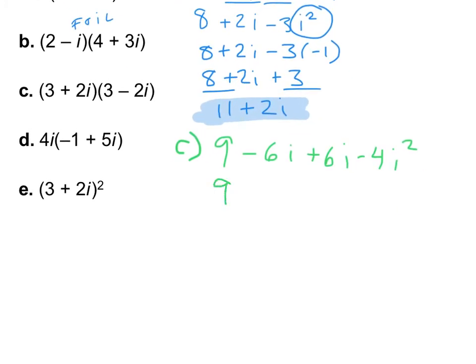We have 9. What happens to our 6i's? Negative 6i plus 6i. They cancel out. And then we have minus 4. What happens to our i squared? It turns to negative 1. So this would be 9. Negative 4 times negative 1 is positive 4. So 9 plus 4 is 13.